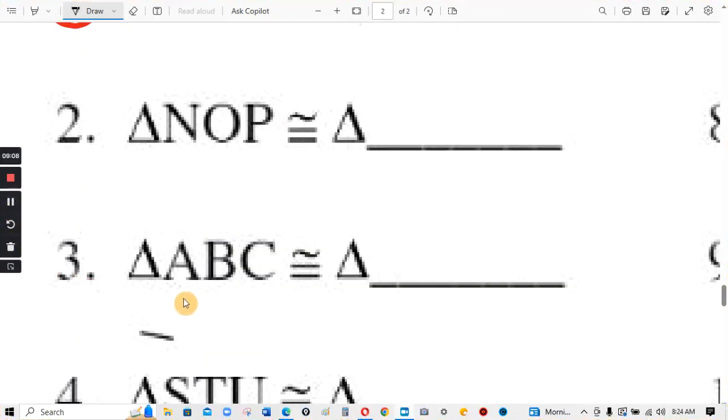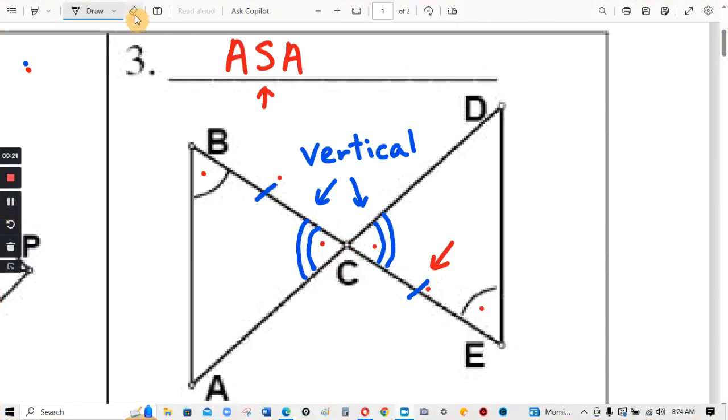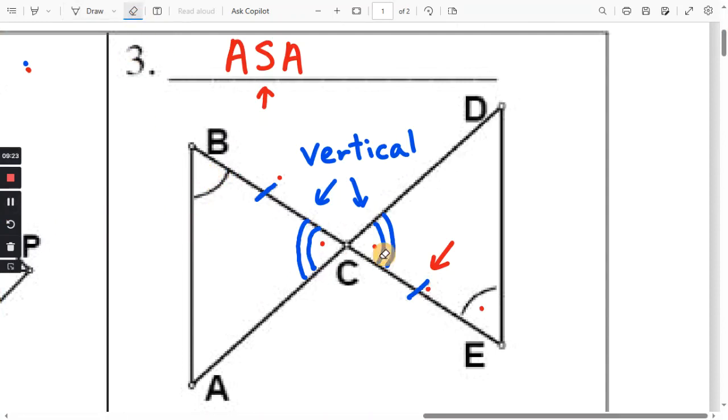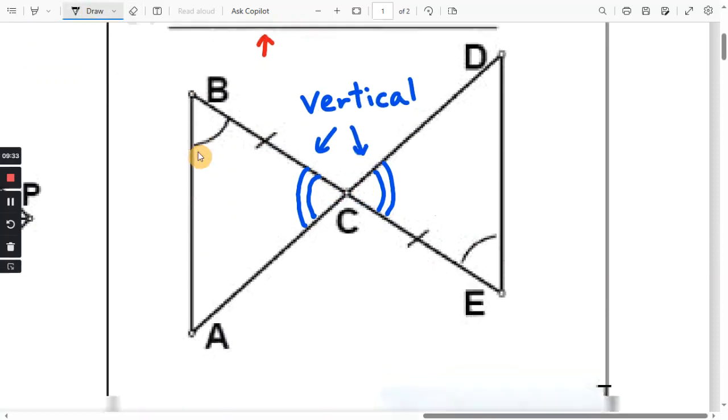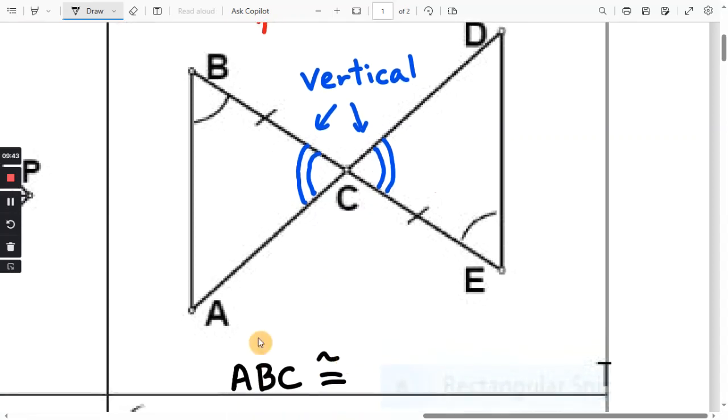All right, number 3, we have A, B, C. So let's go to diagram number 3 and trace A, B, C. Here's number 3. Let's erase this mess here, other than the vertical angles. Let's leave those marked congruent. What did we say for number 3? We said we were going to trace A, B, C.